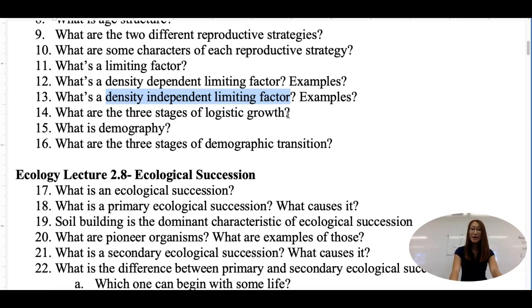If you had a density independent limiting factor, then this factor is going to affect all the population, whether you're a horse, a rabbit, or a tree, it doesn't matter what you are, and it doesn't matter how crowded you are. If you have this factor, it's going to affect your population no matter what. Okay, so that's a density independent limiting factor. There are 2 ways that you can think about it. One is that it's usually a natural disaster because whether you want it or not, whether your population is dense or not, this density independent limiting factor, such as a hurricane, is going to affect you if you're in the way, right?